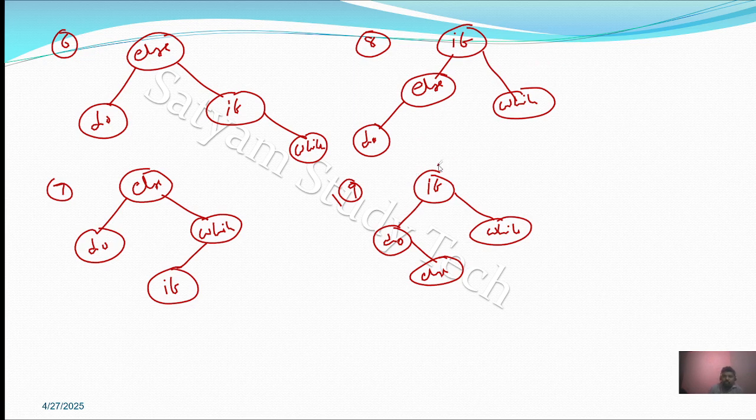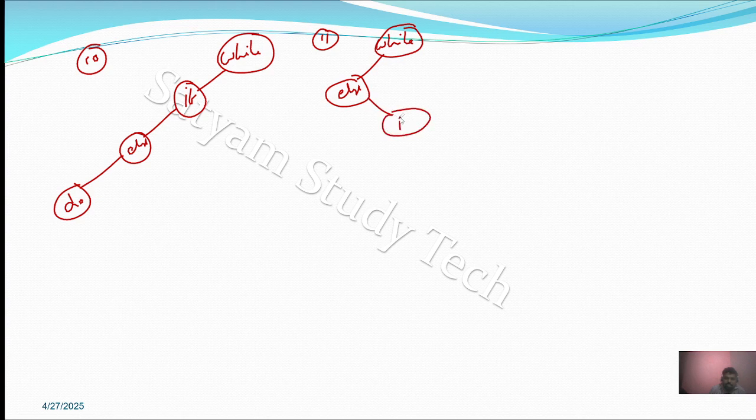Now, for example, while is the root node. Here it is if, left of the if is else, and left of the else is do. Next, the 11th diagram: here I consider while as the root node. Now I consider else, else is there here. Right of the else is if, here it is do. This is another diagram.